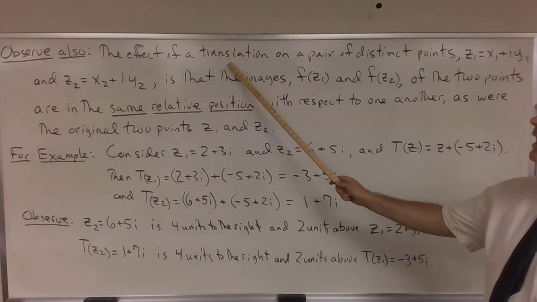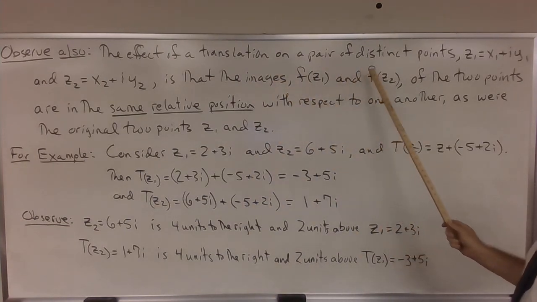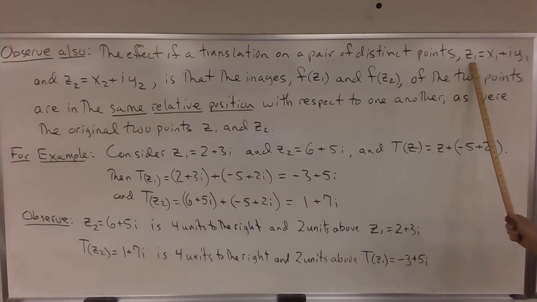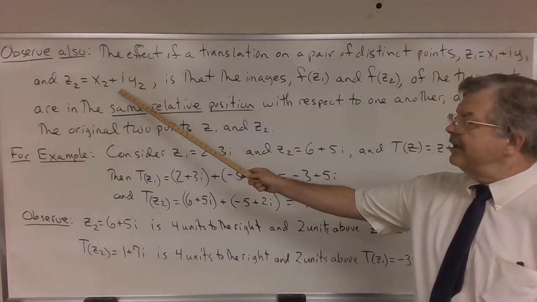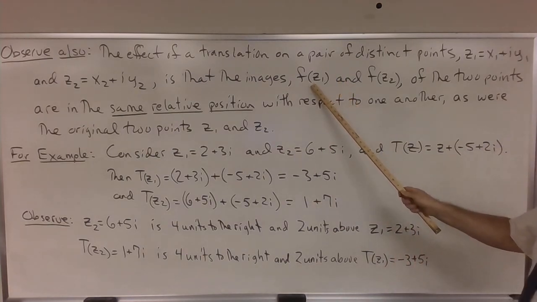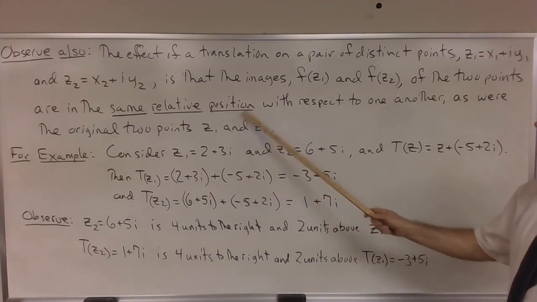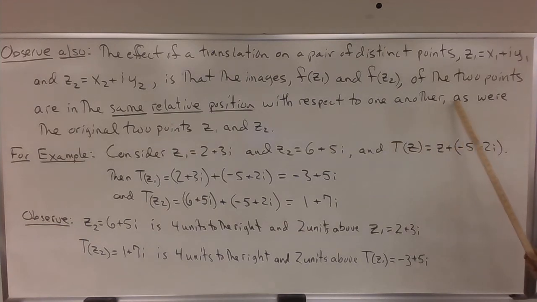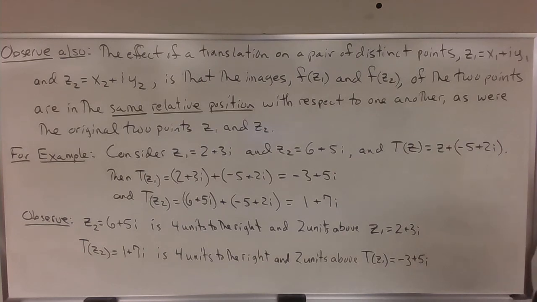This is probably a helpful observation. The effect of a translation on a pair of distinct points, z1 equals x1 plus iy1, and z2 equals x2 plus iy2, is that the images f of z1 and f of z2 of the original two points are in the same relative position with respect to one another as were the original two points z1 and z2.